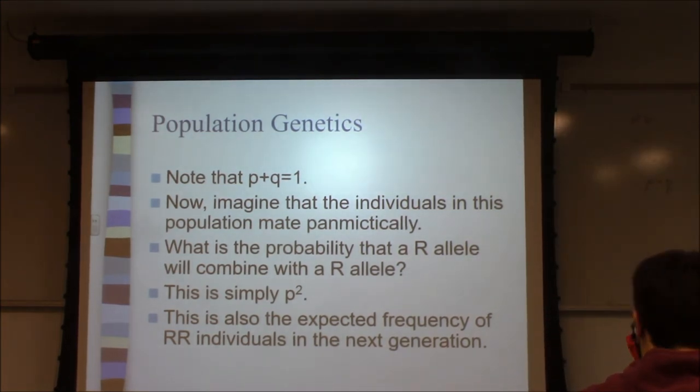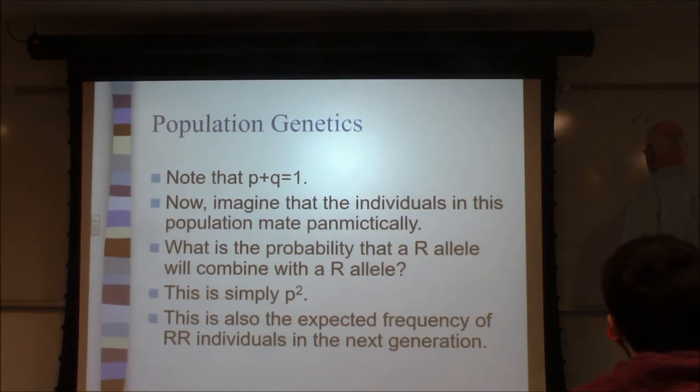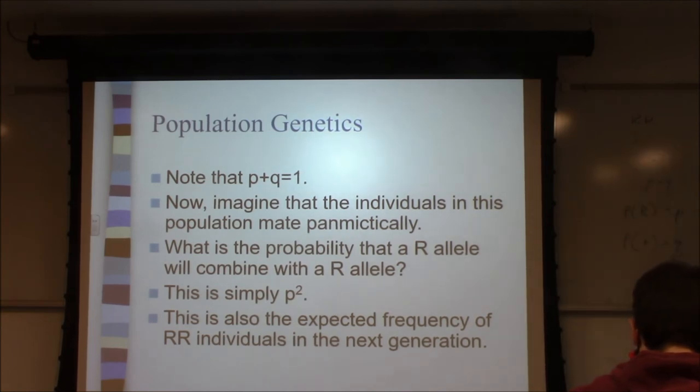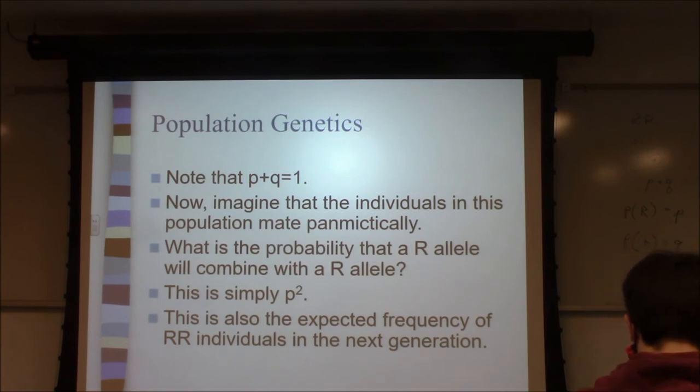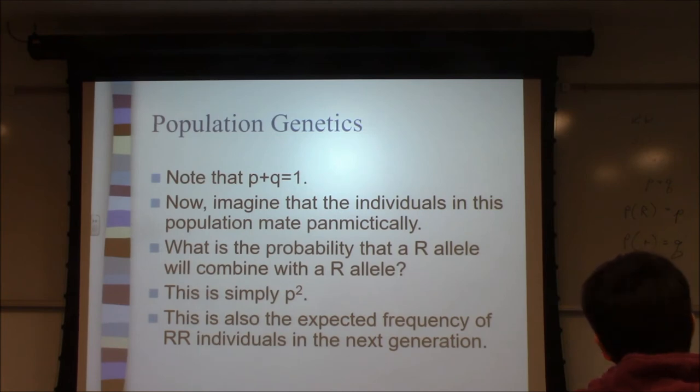So the probability of big R is equal to little p. The probability of little r is equal to q. The probability of getting big R, big R is p squared. The probability of getting little r, little r is q squared. The probability of getting big R, little r is 2pq, because you could have big R times little r, or little r times big R. There are two ways to do it. So, p squared plus 2pq plus q squared is equal to what?